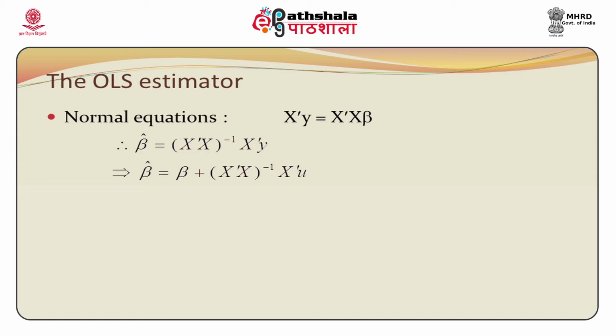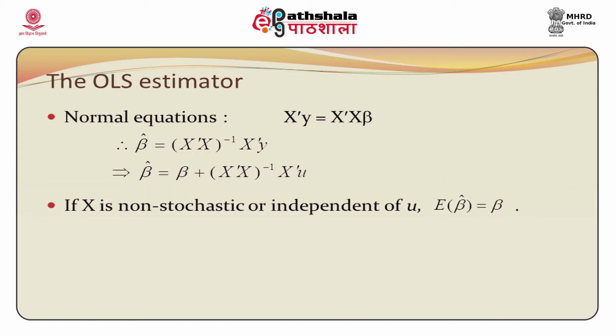As you know, if we just substitute y here, then beta hat becomes beta plus x prime x inverse x prime u. Now, if x is non-stochastic, or if it is stochastic but independent of u, then obviously the second term on taking expectation becomes 0. If x is non-stochastic, the expectation goes right through and the expectation of u is 0, and even if it is stochastic and independent of u, the expectation of u again is 0. Therefore, the expectation of beta hat will be equal to beta.